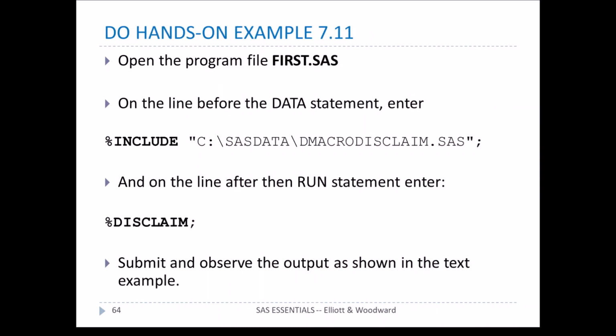All right, so let's do this. Let's open up the program file first.sas. We've seen that one before. On the line before the data statement, enter this include statement that we just talked about. And then on the line after the run statement, enter disclaim. So let's take a look at what that looks like.